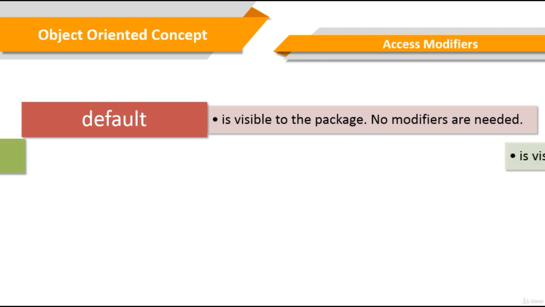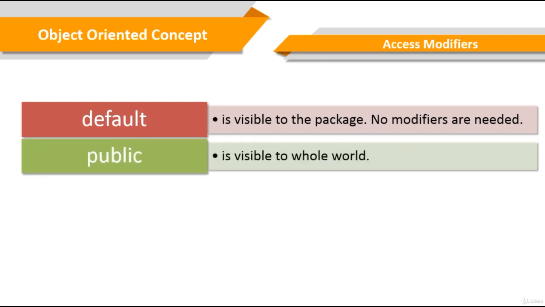The second one is public. Public access modifier is accessible from everywhere, and this is the least restrictive access modifier.